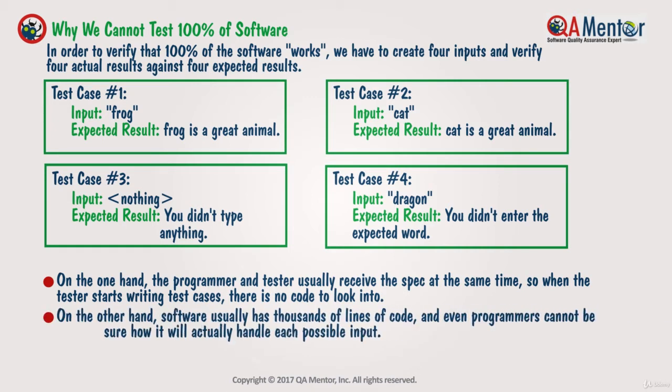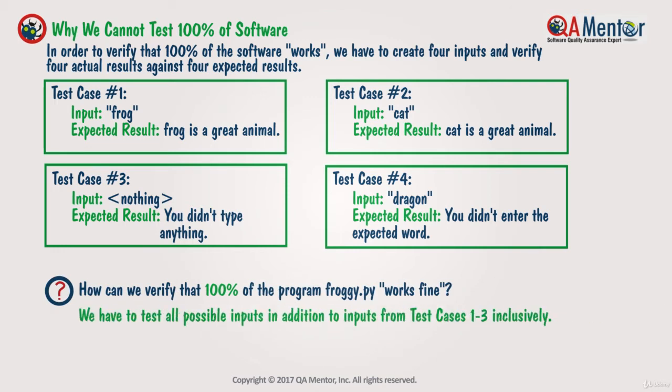On the other hand, software usually has thousands of lines of code, and even programmers cannot be sure how it will actually handle each possible input. So let's assume that we don't look into the code. How can we verify that 100% of the program, froggy.py, works fine? We have to test all possible inputs in addition to inputs from test cases 1 through 3 inclusively.